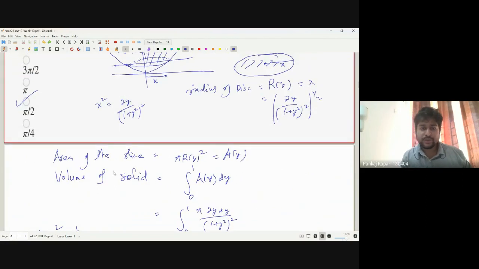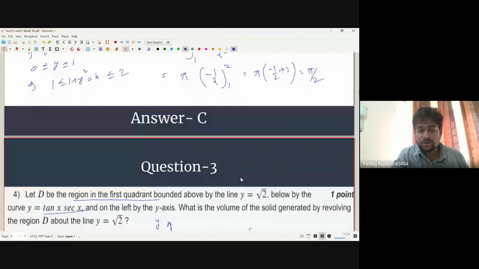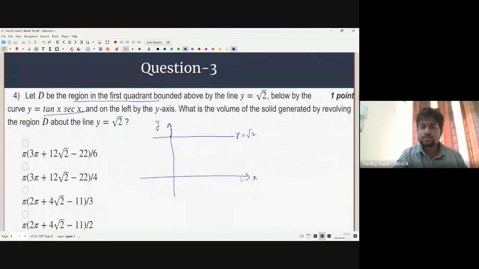Because the area is just pi r squared, right? Because the area contains a pi, and that I missed, so that's why I was getting only half. Okay, so this time the third problem also looks very similar.